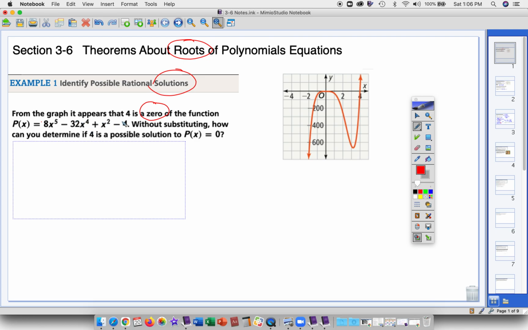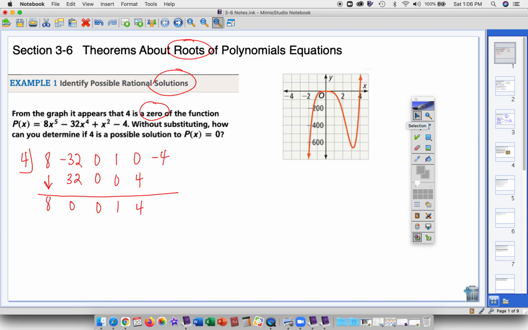So it appears that 4 is a 0. And then we're being asked, without substituting, how can we determine if 4 is a possible solution? So you might be thinking division, which is good. We did that in the last section, right? So I have the division started here. And then look what happens. As I do the division, I'm not going to get remainder 0. That 4 times 4 gives me 16.